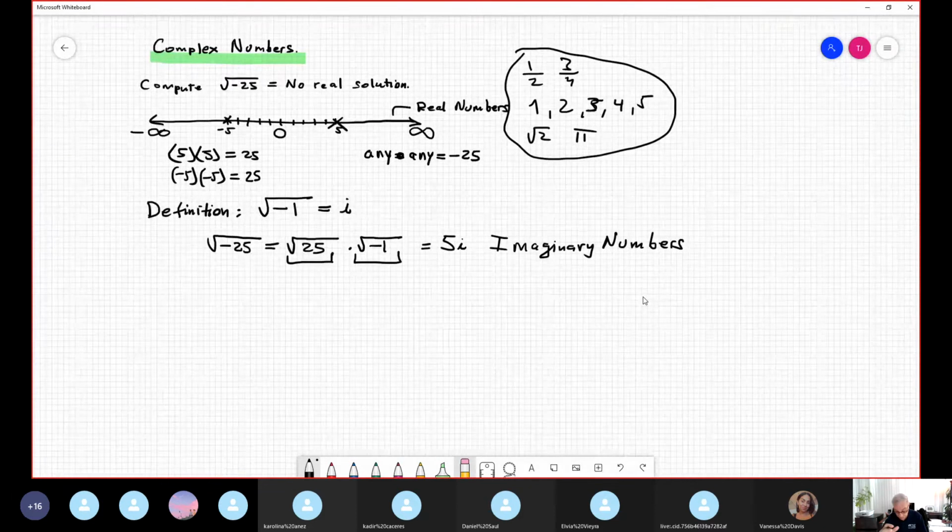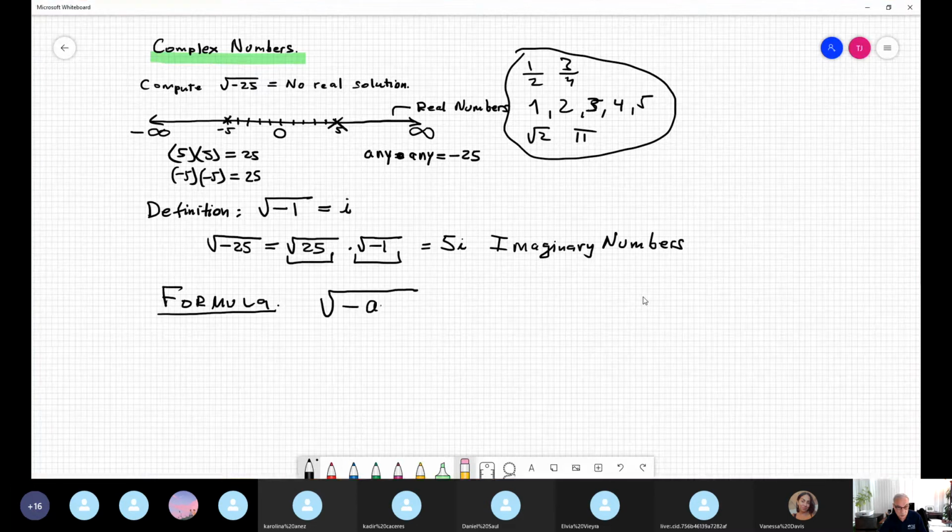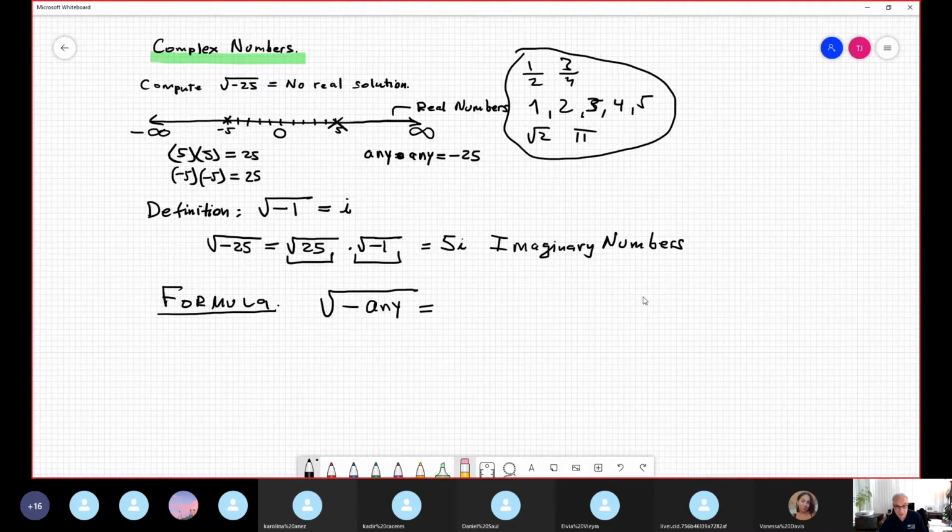Okay, this is the day of the definition, guys. Like, what is the formula? What is the formula that we use any time to compute a square root of a negative number? Well, it's I times the square root of the positive number without the sign. This is the formula. For example, that was example 1.